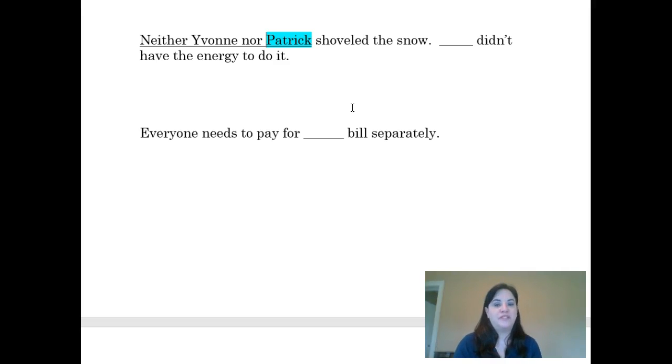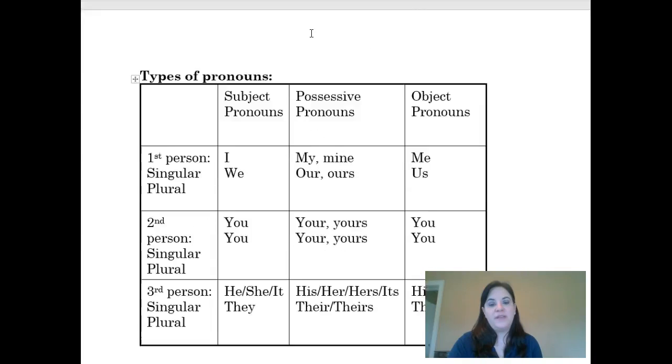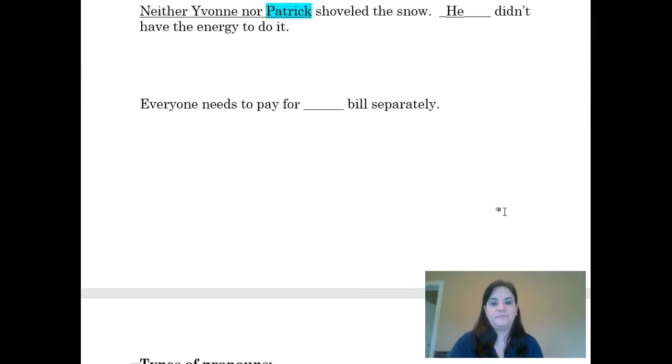But what type of pronoun do I need? How do I know if I need a subject, possessive, or object pronoun? Well, let's look at the other sentence. Blank didn't have the energy to do it. Oh, that blank is the subject. So I need a singular, male, third person subject pronoun. Well, that would be the word he. And I guess I should probably capitalize that since I'm starting a sentence. Again, if I couldn't find that quickly on my own, I would just look at my chart and look for a third person singular subject male pronoun, and that would be he.